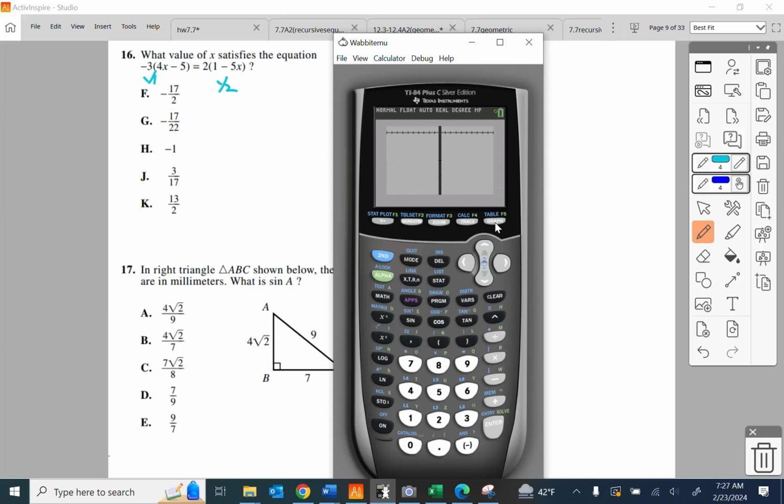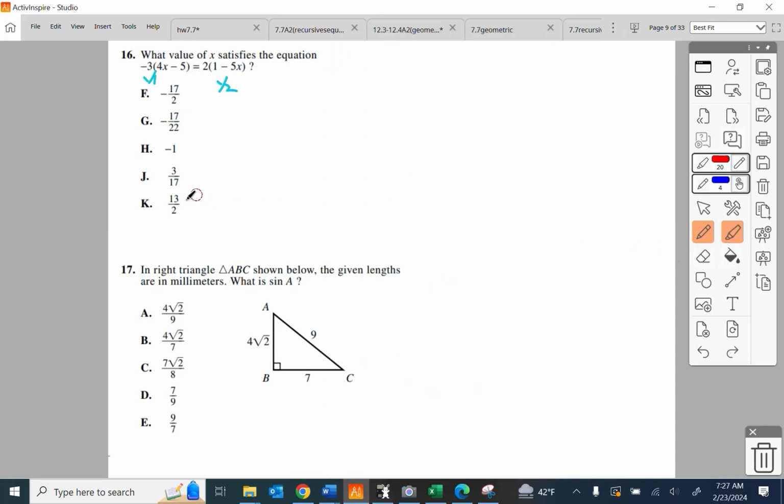Give me a minute. Just give me a minute. Anyways, second, trace, 5. Enter, enter, enter. 6.5. And I got interrupted, so let me pause this.